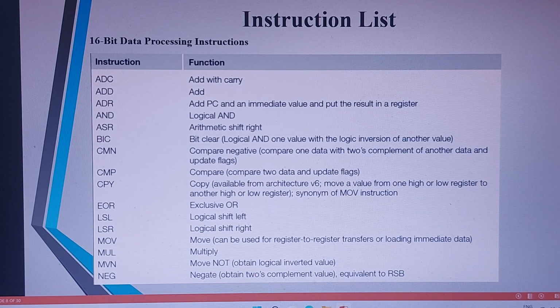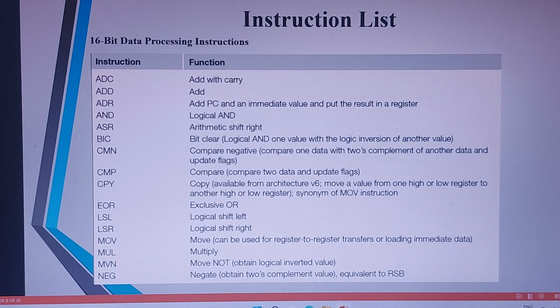Then ASR, arithmetic shift right. So it will shift the bits to the right side. When we shift the bits to the right in a register, it is as good as dividing the value by 2, and when we shift it to the left, it is multiplied by 2. Then we have BIC, bit clear, to clear the bits. Basically what it does is it performs a logical AND on one value with the logic inversion of another value. That's what it does. So all the bits will be cleared by doing that.